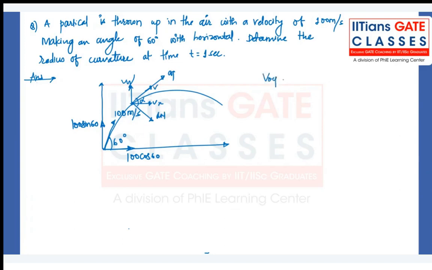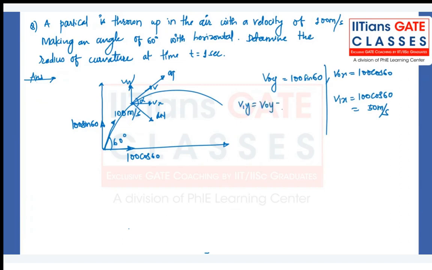So V naught Y, you know, that is 100 sin of 60, and V naught X is 100 cos of 60. So how will you calculate V1X? V1X will be the same, that is 100 cos of 60, and that is 50 meters per second. What about V1Y? V1Y is equal to V naught Y minus g times t. So it's 100 sin 60 minus 9.81 into 1. Okay, so it is 76.79 meters per second. So this is V1Y.